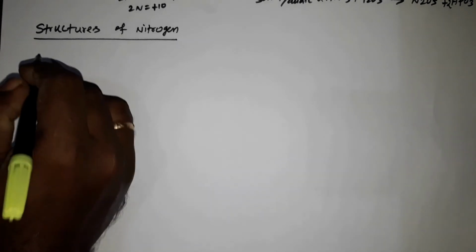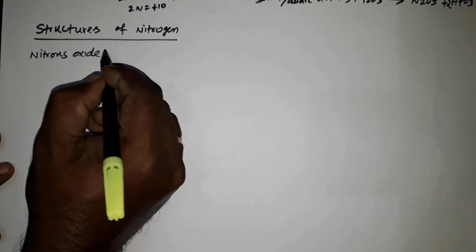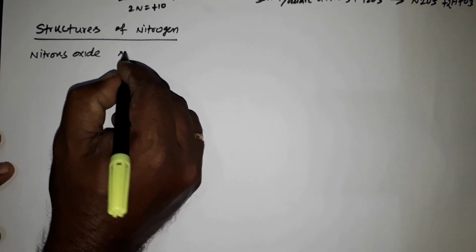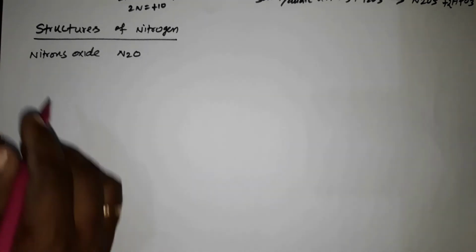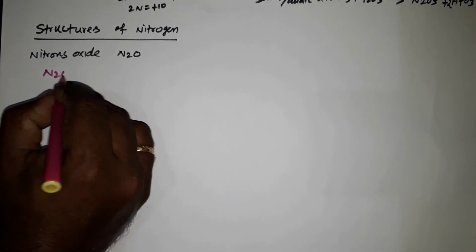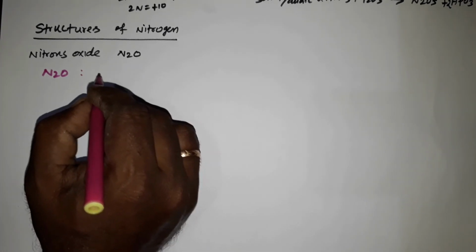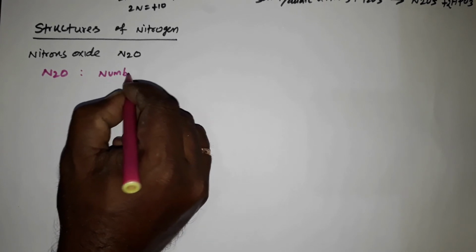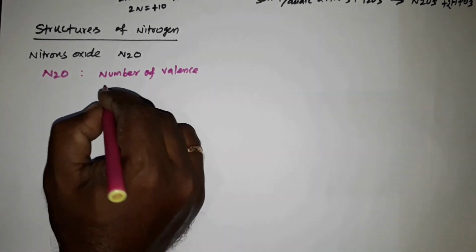So the first oxide is nitrous oxide. The formula is N2O. We are going to draw the Lewis dot diagram for N2O. What is the first rule for the Lewis structure? You have to count the number of valence electrons.